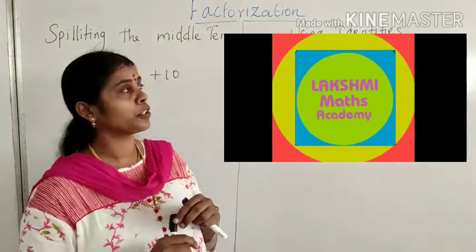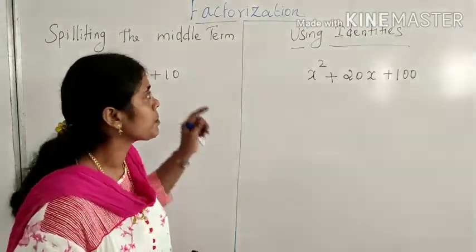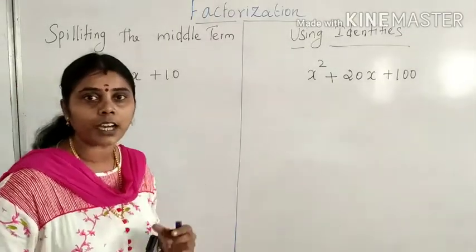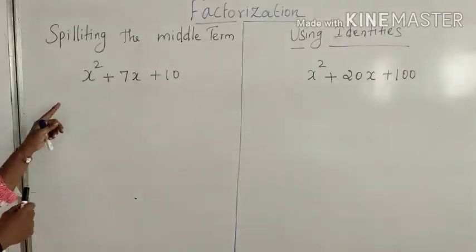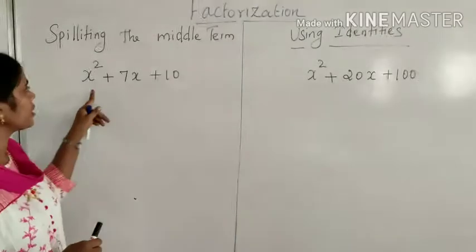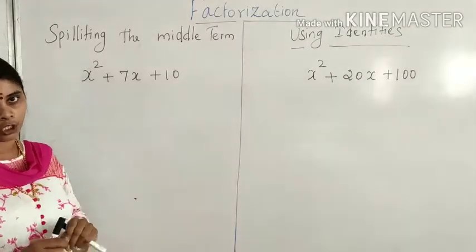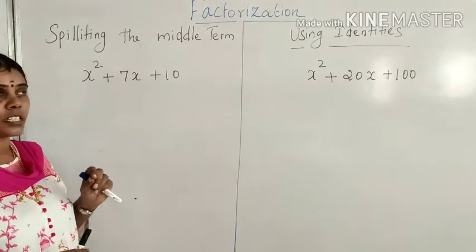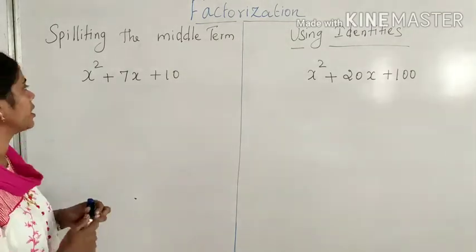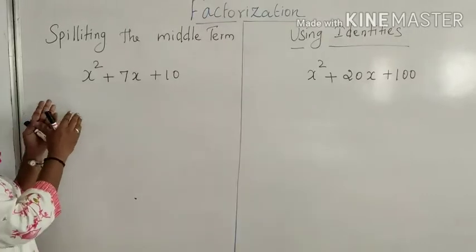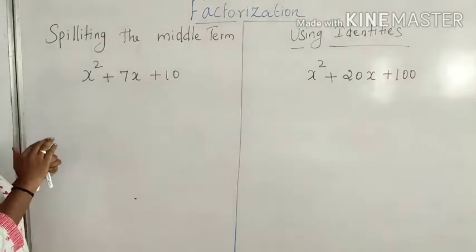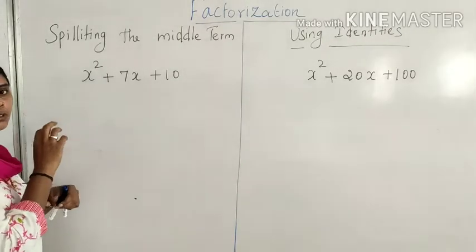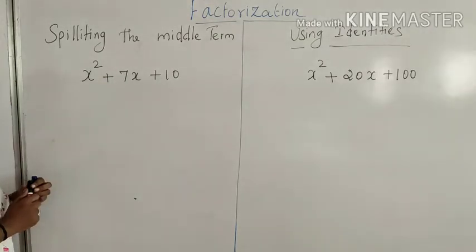Today I am going to explain to you factorization using splitting the middle term and using the identities. So first I have taken one example. X squared plus 7x plus 10 is a polynomial, and in this polynomial we are going to find the factors. Factor means nothing but root of the equation. So here instead of an equation, we have taken a polynomial. How we are finding the root, that is the factor for this polynomial, we are going to see.